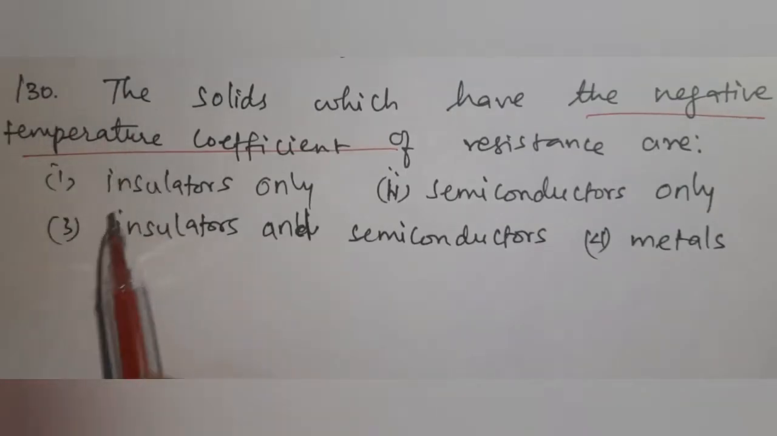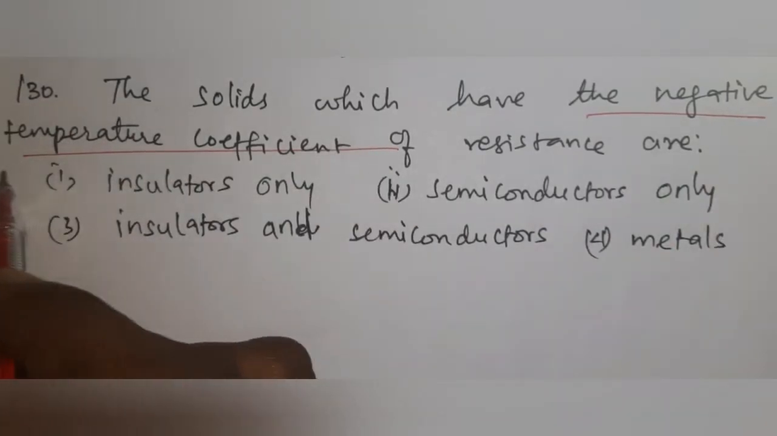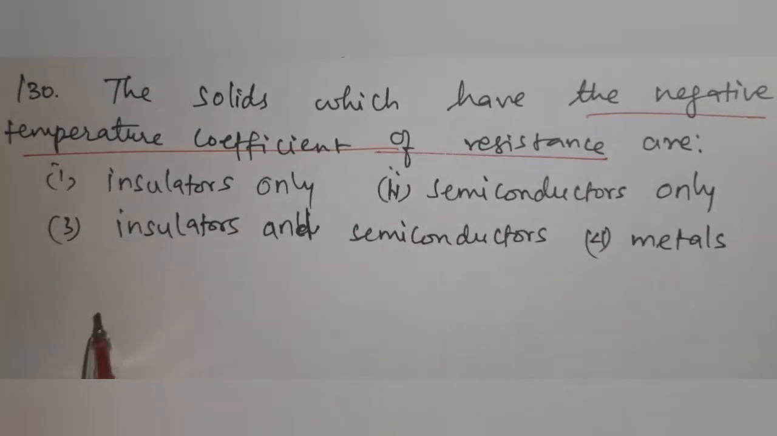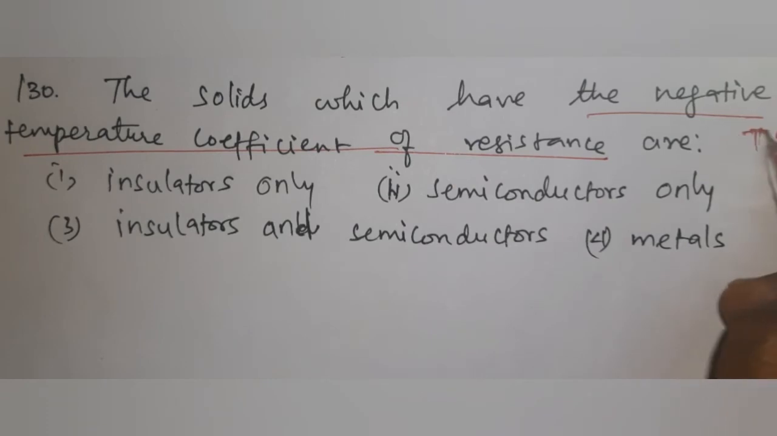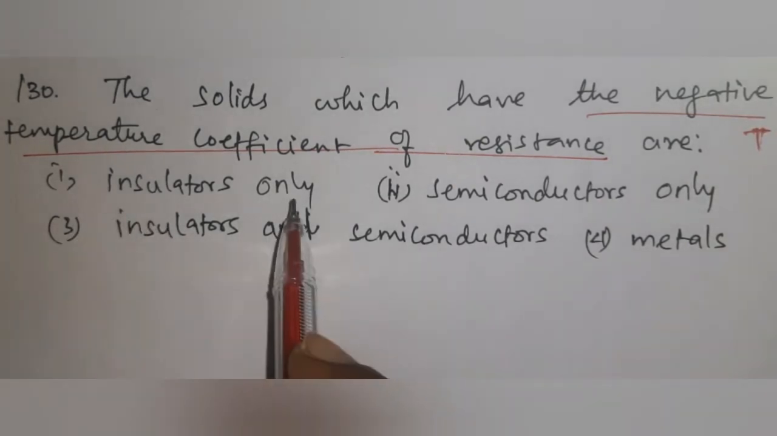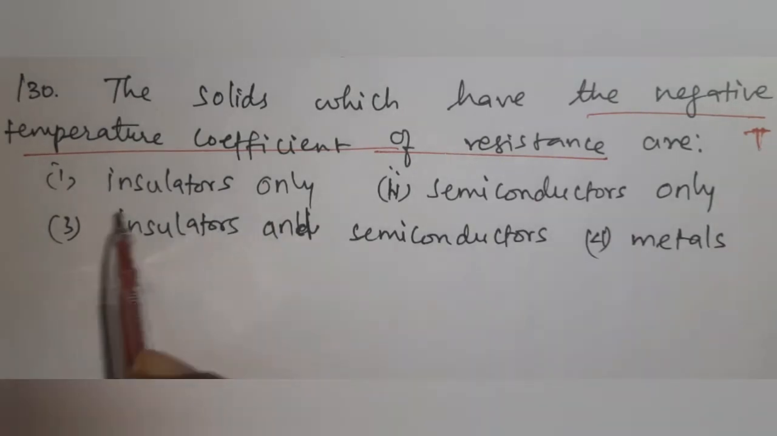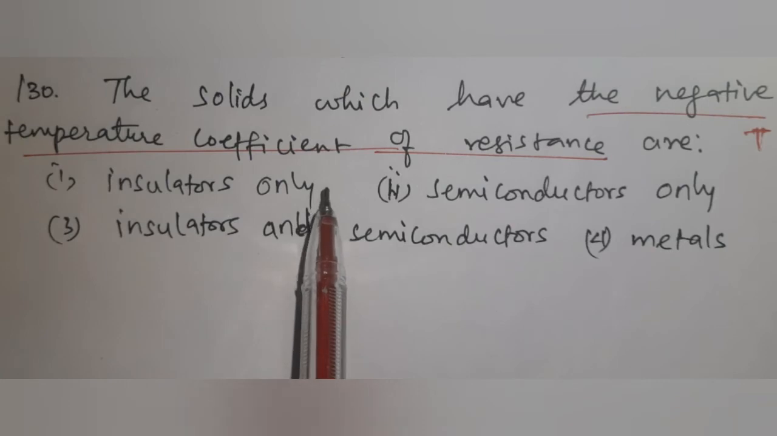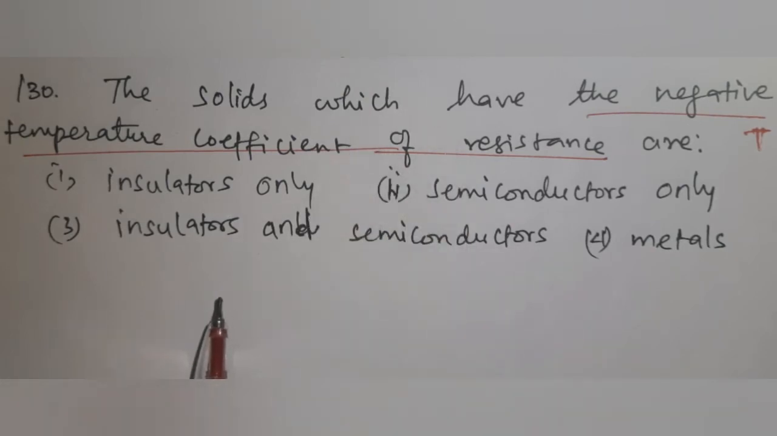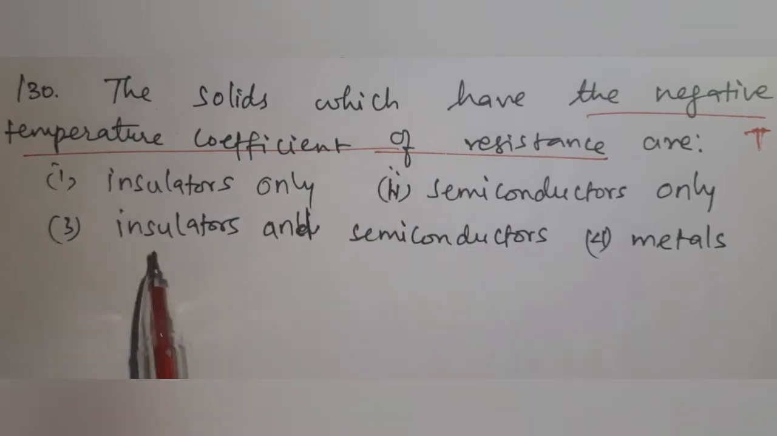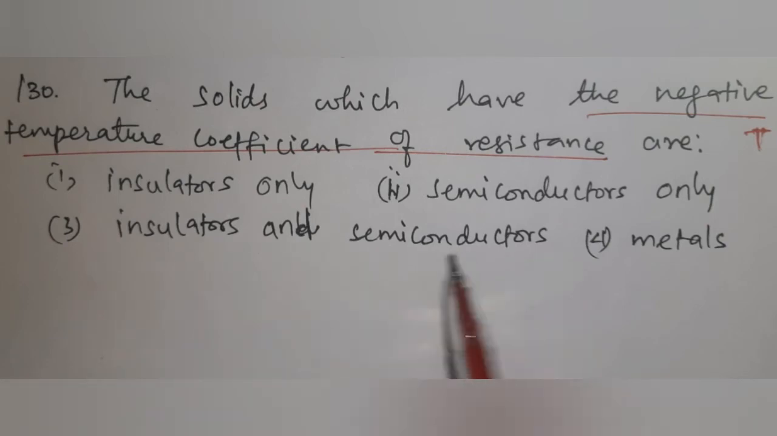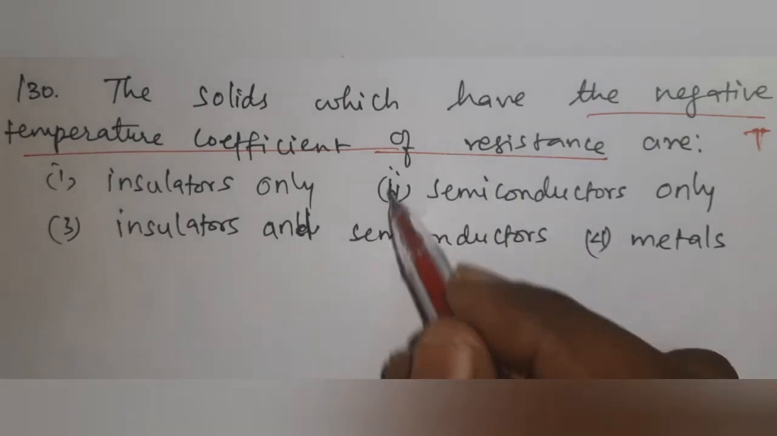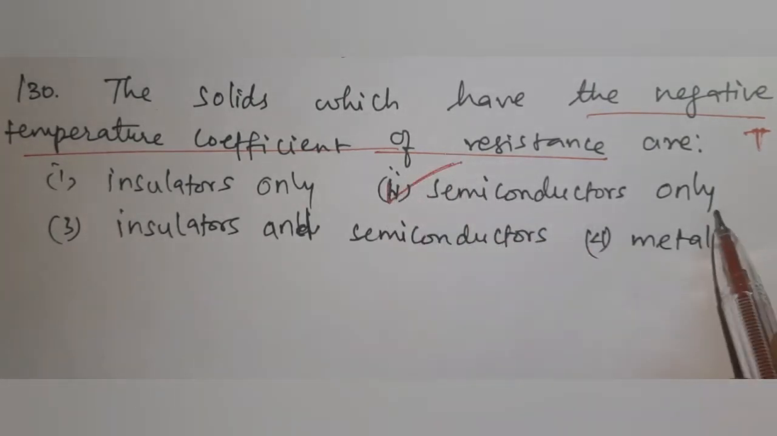Question number 130. The solids which have the negative temperature coefficient of resistance are? Negative temperature coefficient of resistance means when the temperature increases, resistance decreases. If we take an insulator at high temperature, it may be possible, but not at normal temperature. Between insulator and semiconductor, in an insulator it is not possible, but in a semiconductor it is possible. So the answer is semiconductors only.